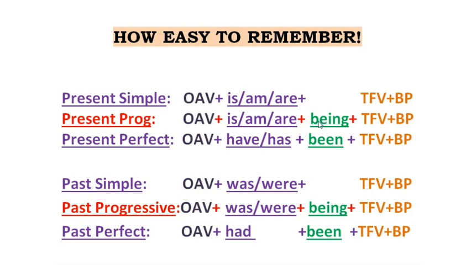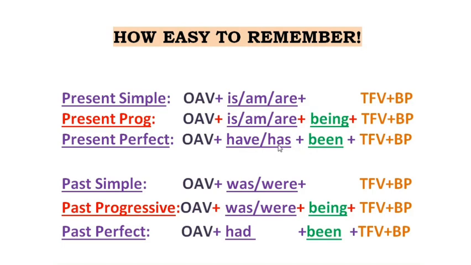In the middle, you have to use just two verbs: is, am or are plus being. This is the -ing form, the progressive form. -ing is used just with being. In present perfect, it is the same. Two verbs have been used.